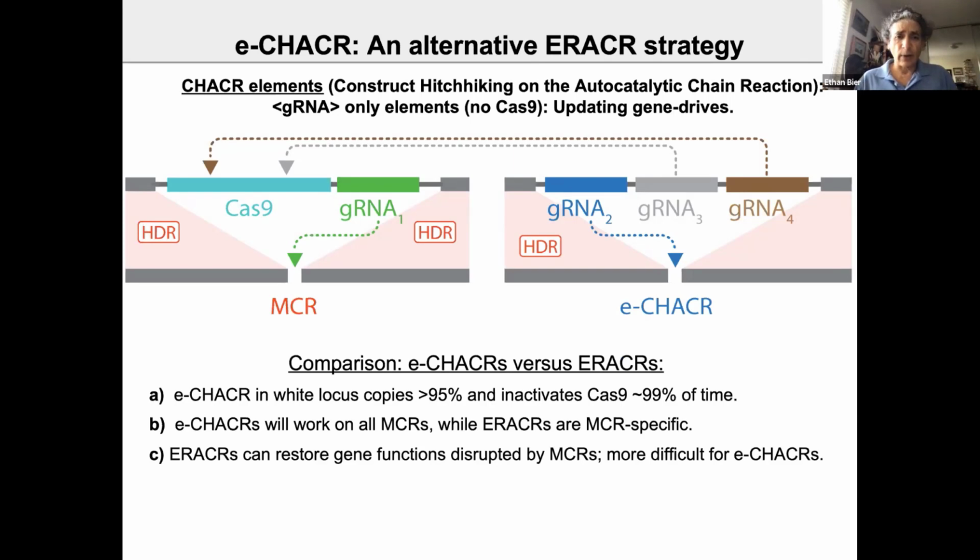So anyway, eCHACRs in the white locus, we put them in different locations. Again, in the paper, you can look at that. But the one that did the best was inserted in the white locus, which is also on the X chromosome. And it copied over 95% of the time. And it inactivated Cas9 by various phenotypic measures over 99% of the time. In fact, when we sequenced all of the alleles that came out, 100% of them were mutant. And again, as I mentioned, when we tried to extract a mutant allele that had been acted on, we couldn't get one. So it probably is actually closer to 100%. But anyway, they can work.